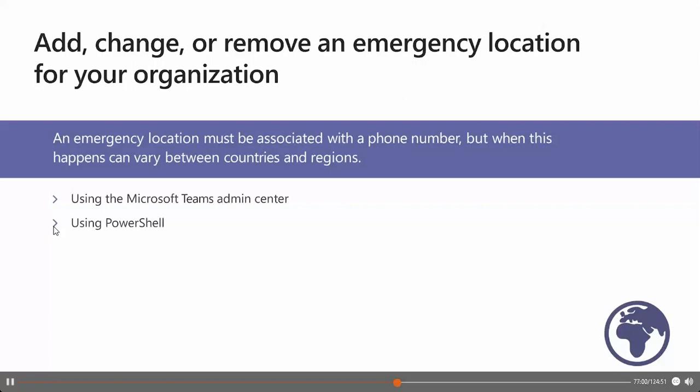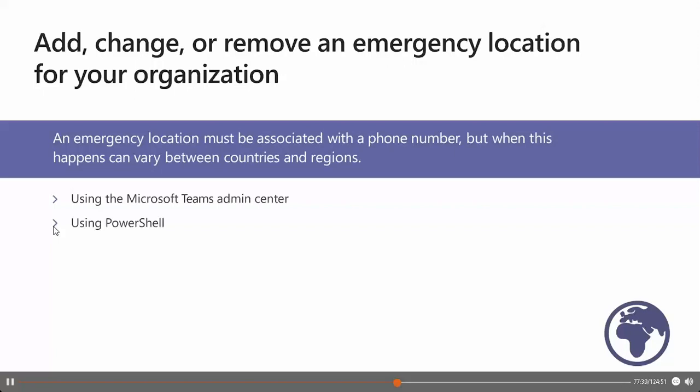When a Teams user dials an emergency number, how the call is routed to the serving public safety answering point varies by country and region. In some countries and regions, such as the US and the United Kingdom, calls are first screened to determine the current location of the user before connecting the call to the appropriate dispatch center. In other countries or regions, calls are routed directly to the dispatch center serving the phone number associated with the emergency caller. So when adding an emergency location for your organization, I really recommend the following steps.